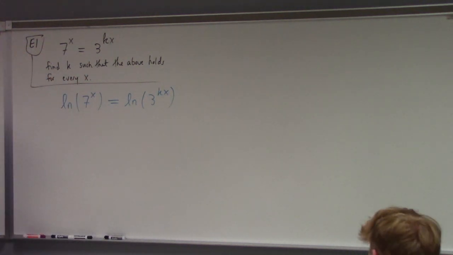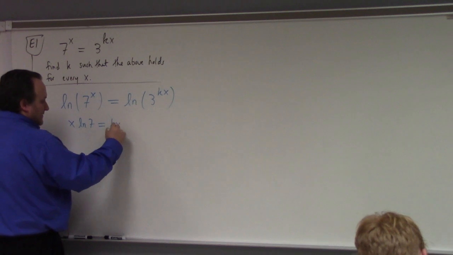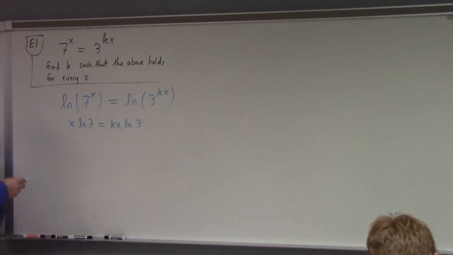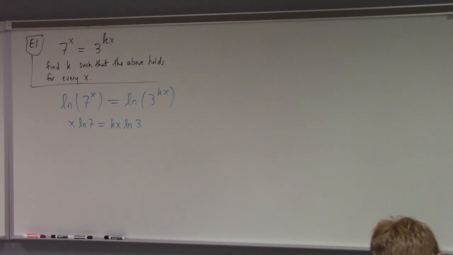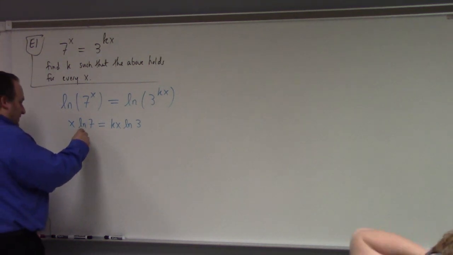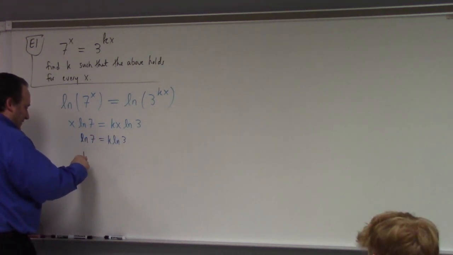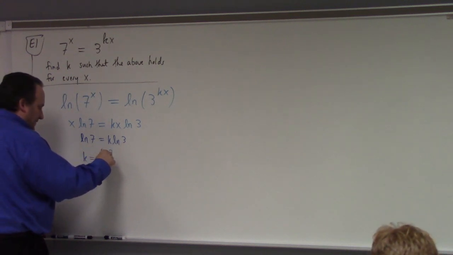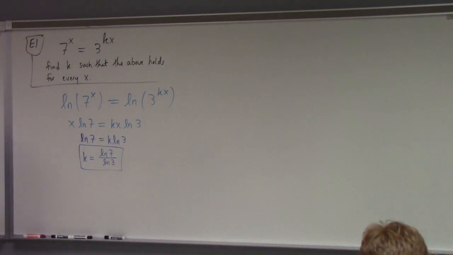So if we do that, that gives us x log 7 is equal to kx log 3. I want this to hold for all x, right? So I can divide by x, and I haven't lost anything. If you like, logically speaking, you could put x equal to 1. If this is true for all x, it's certainly true for 1. So from this, I get log 7 is k log 3, which then gives me that k is apparently the natural log of 7 divided by the natural log of 3. There you go.